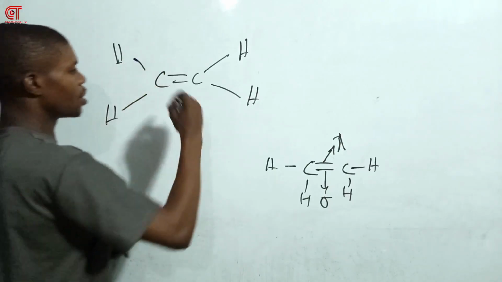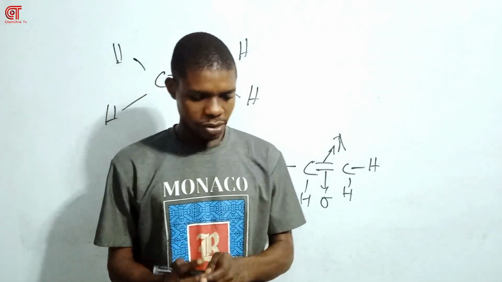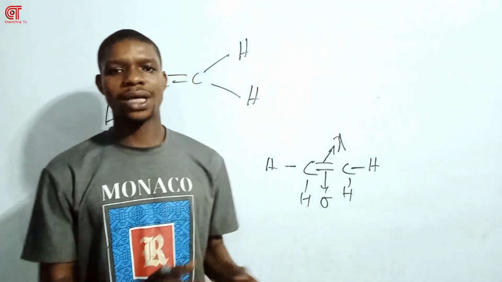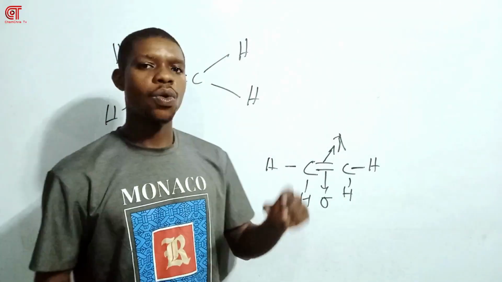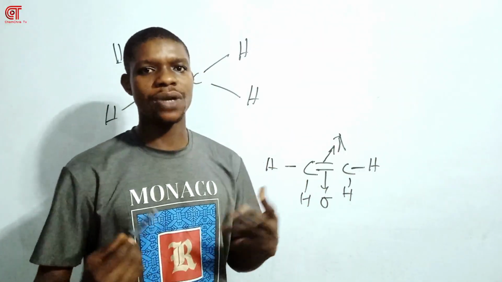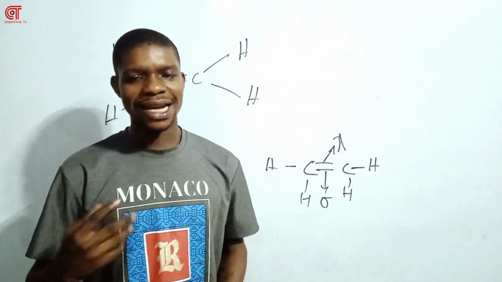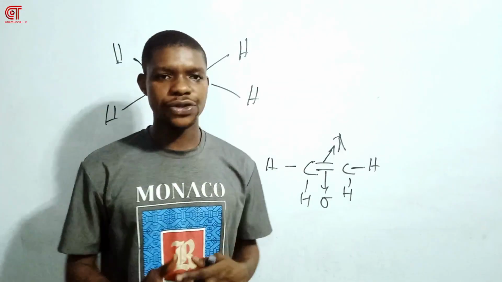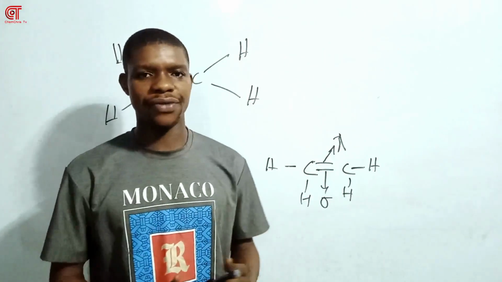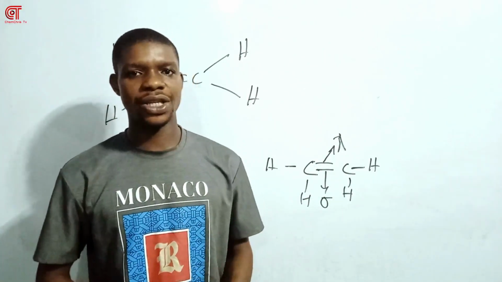So the bond angle is what? 120 degrees. Another thing you want to pay close attention to is that it contains one sigma bond and one pi bond. Whenever I see a double bond, it always contains a sigma bond and a pi bond, because a question can be given to you asking how many sigma bonds you have here, or how many pi bonds you have here. We're going to see that later in this video.